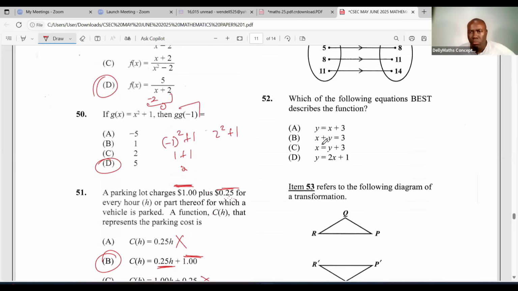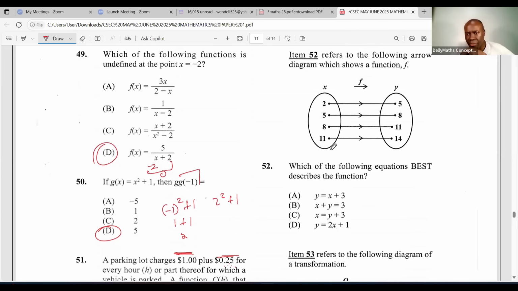Let's go here. All right. It says, which of the following equations best describes the function? So we're adding 3. This is a repeat. This is a repeat. So x plus 3 gives you y. Y is equal to x plus 3. So right here.